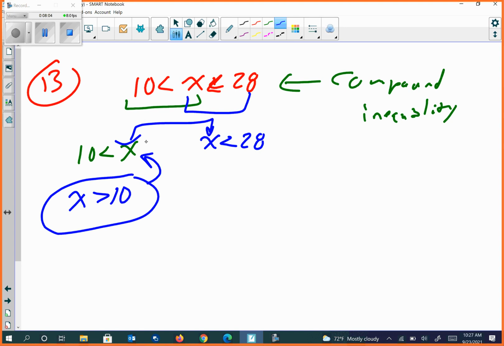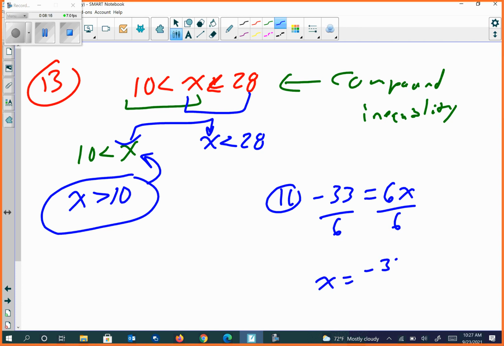Yeah. Problem 16. Would the answer just be 5.5? Let's see. Negative 33 over 6. I know that 3 goes into both top and bottom. 3 goes into that because that's 3 times 2, and that's 3 times 11. So the 3s would cancel out. So I would get x equals negative 11 over 2.